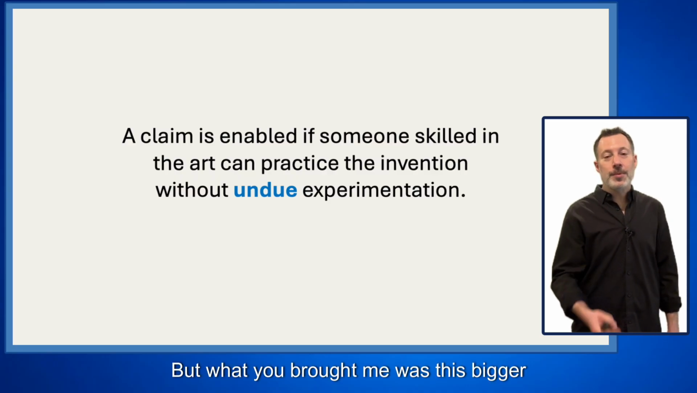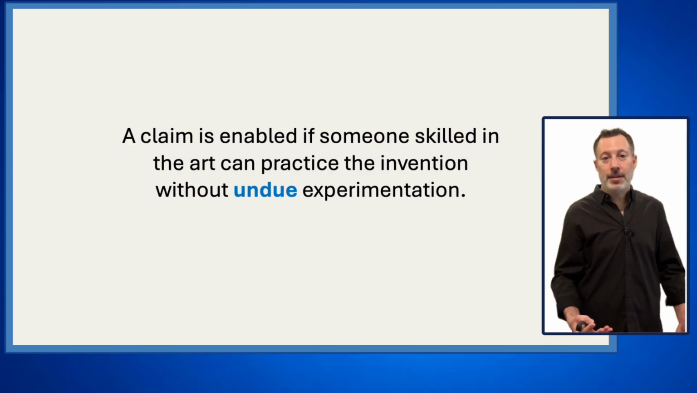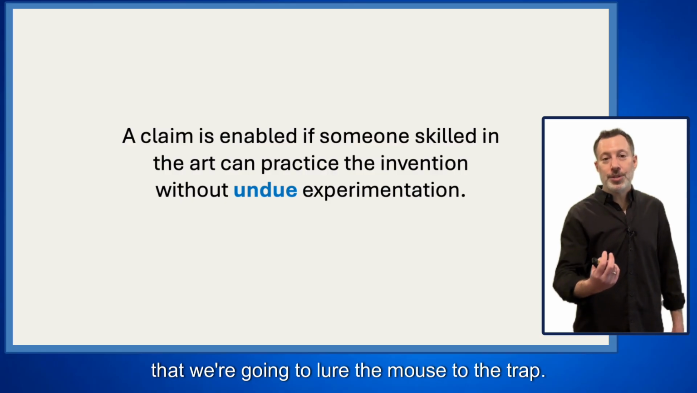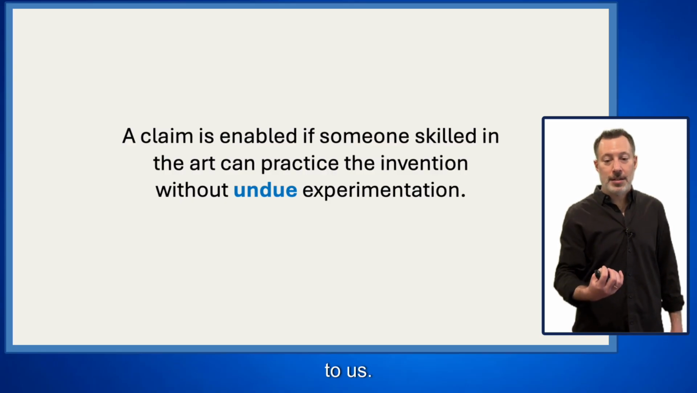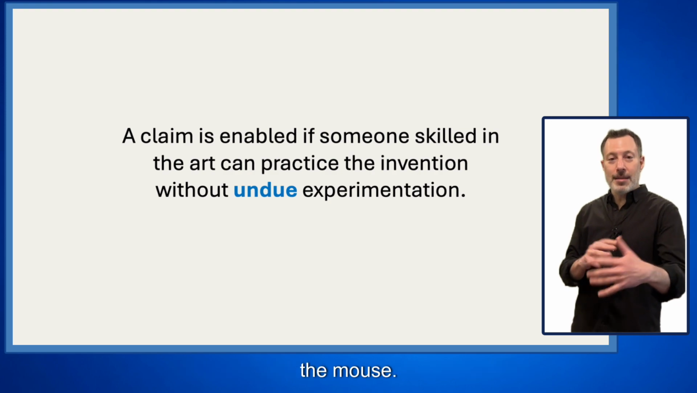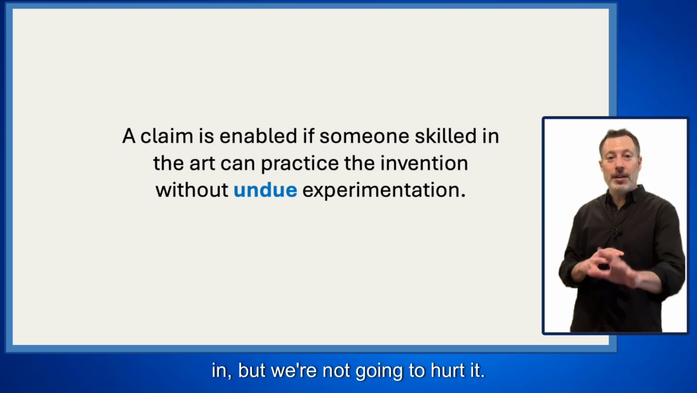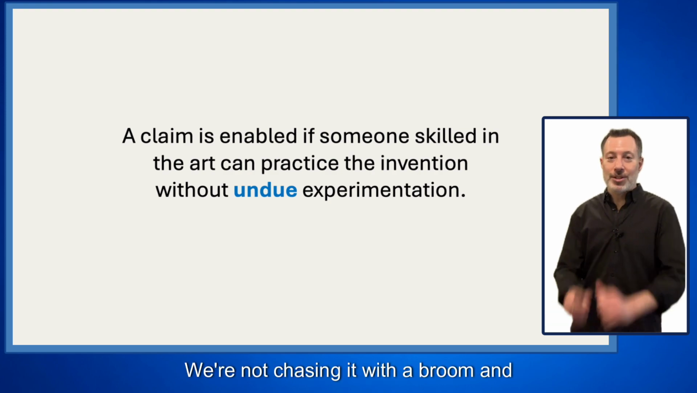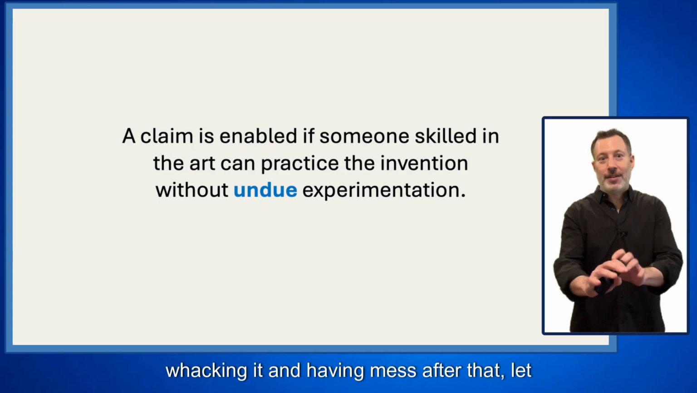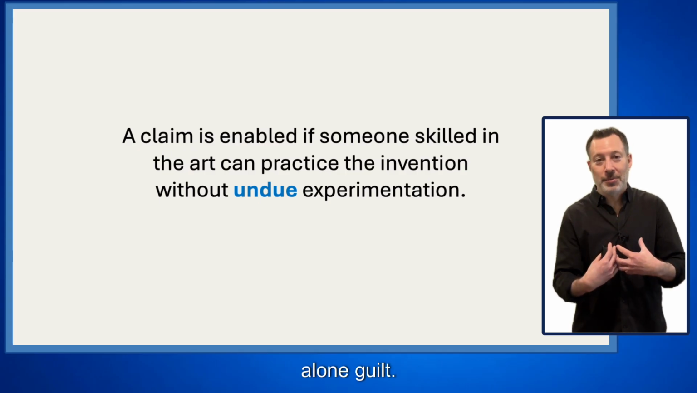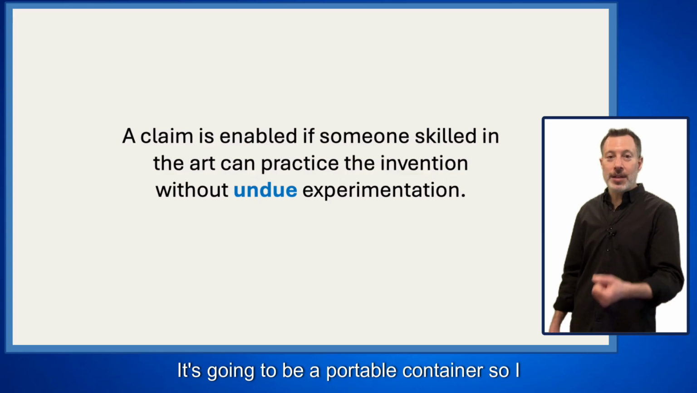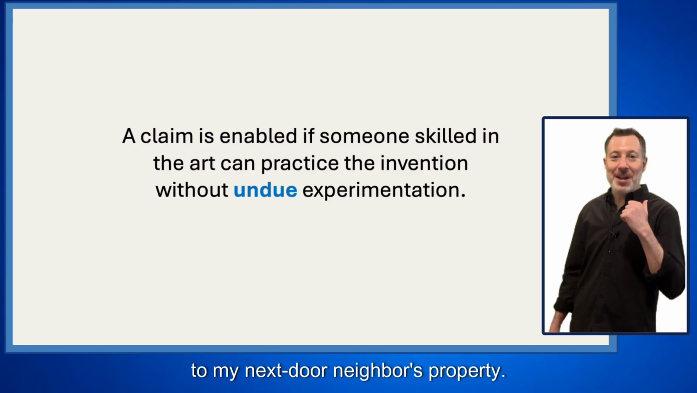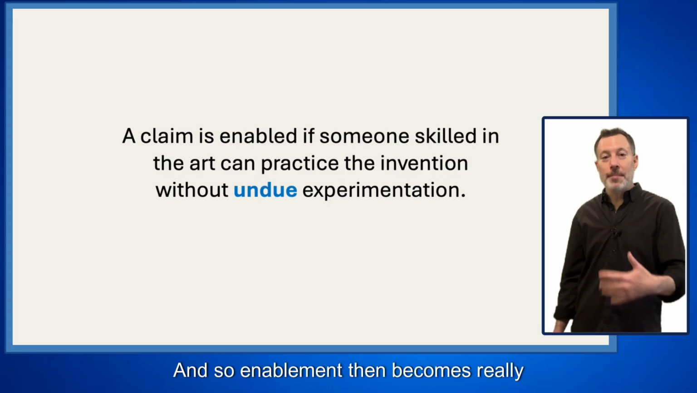But what you brought me was this bigger picture concept that we're going to lure the mouse to the trap. We're going to put something in the trap that brings the mouse to us. That we're going to close the door behind the mouse. The mouse can't leave once they're brought in, but we're not going to hurt it. We're not chasing it with a broom and whacking it and having mess after that, let alone guilt. No, we're going to capture it. It's going to be a portable container so I can then bring the mouse to my next door neighbor's property. And so enablement then becomes really important.